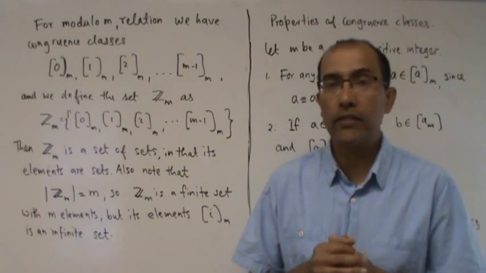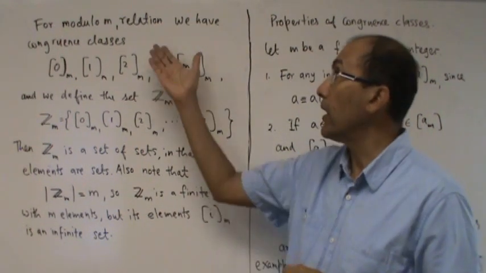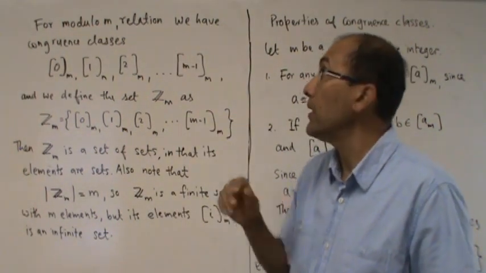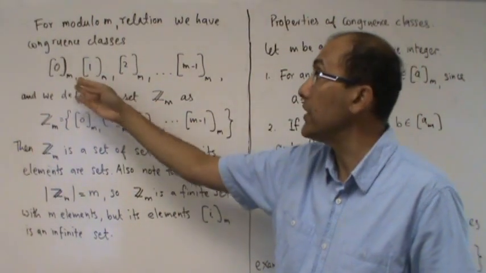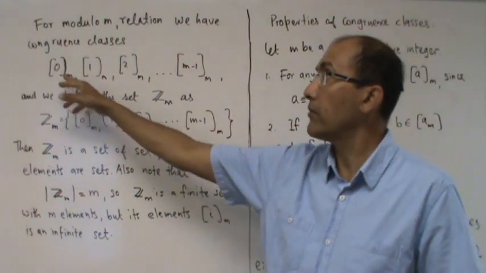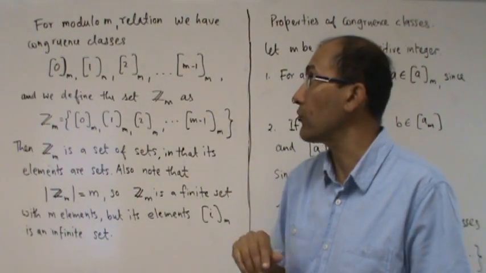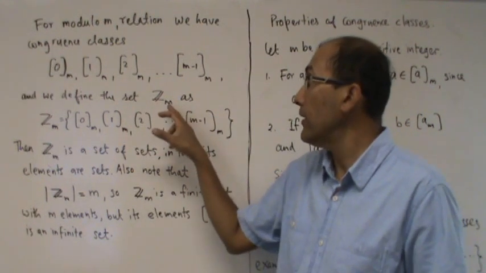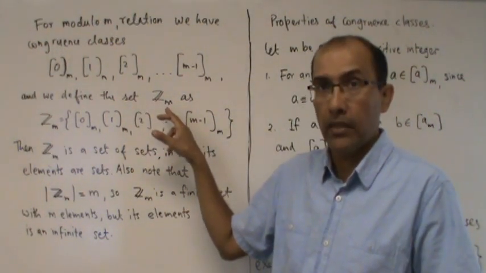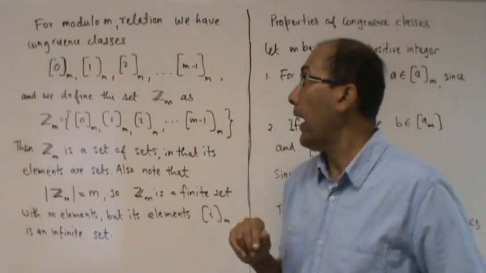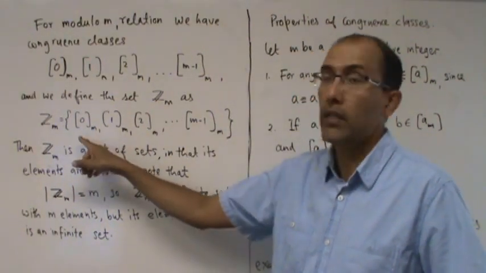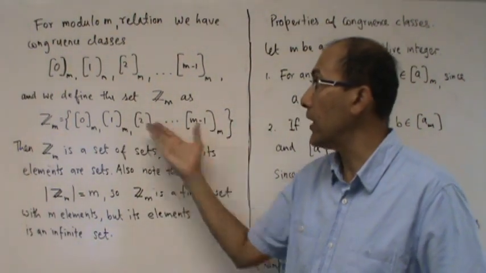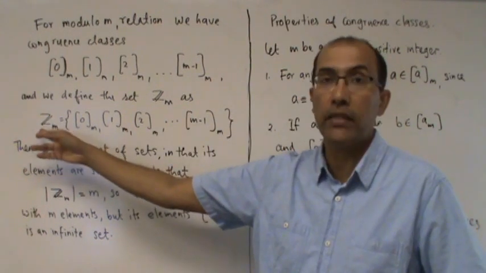We define the congruence classes modulo m. So in general, if m is a fixed positive number, then for modulo m we have these congruence classes for integers 0, 1, 2, up to m minus 1. And what we can do is use all these sets and define a new set called Zm. This is a new set, and we define it to be the collection of the congruence classes. So the collection of all the congruence classes is defined by this set.